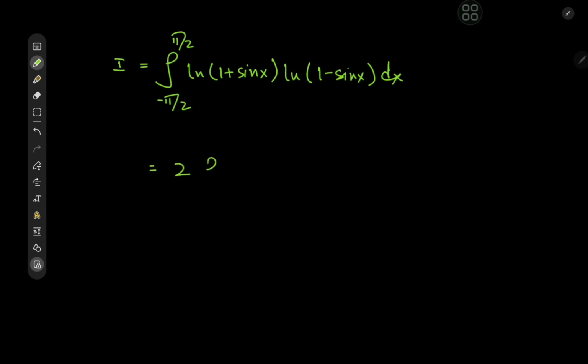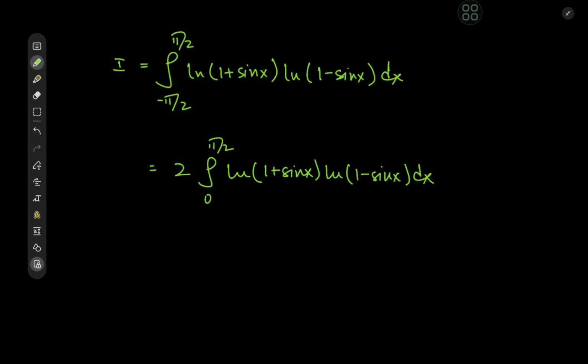And then we can write this as twice the integral from 0 to pi by 2 of log(1 plus sine x) times the logarithm of 1 minus sine x dx. But what on earth are we going to do with this product of logarithms? I mean, sums of logs are quite nice to deal with, and so are differences of logs, but here we have a product.